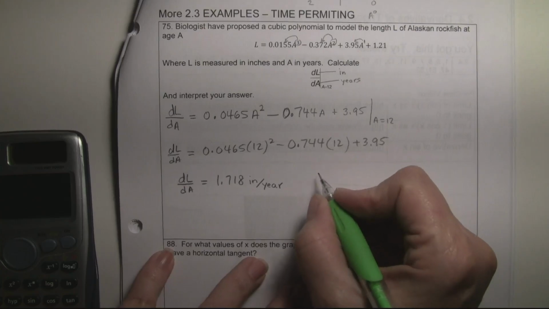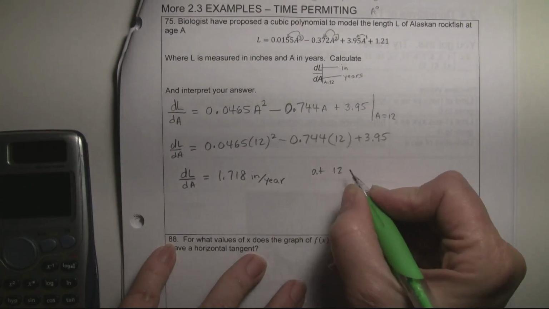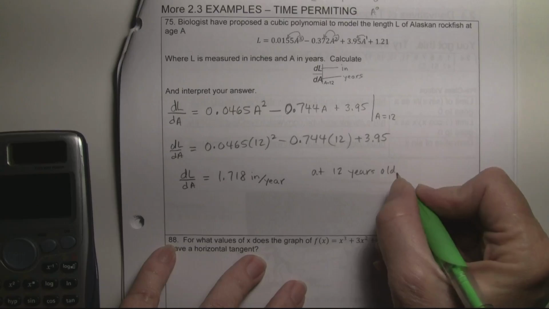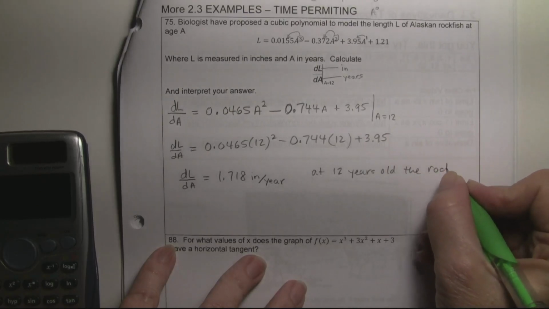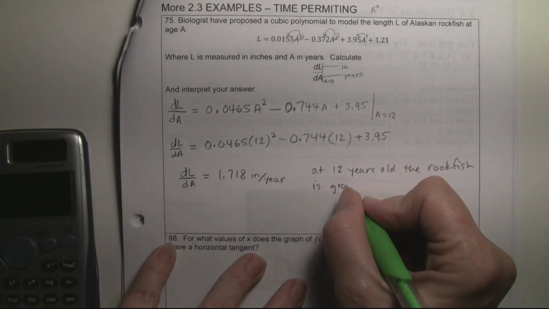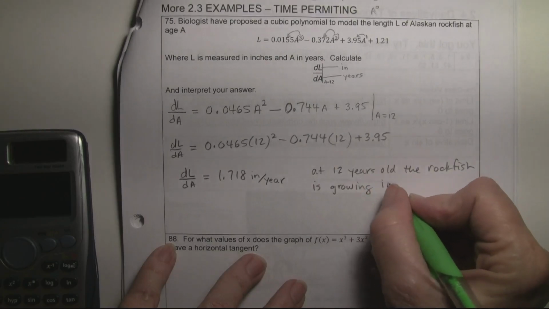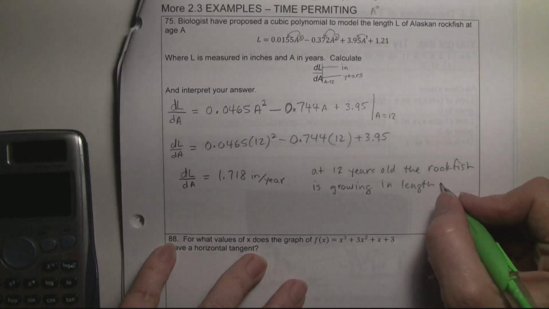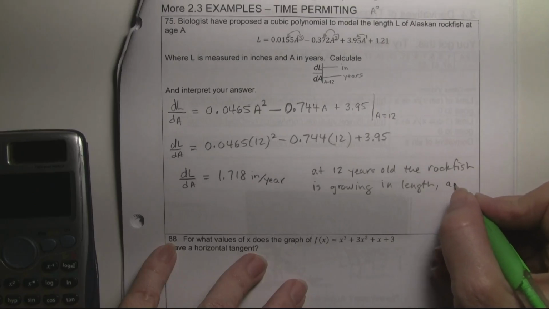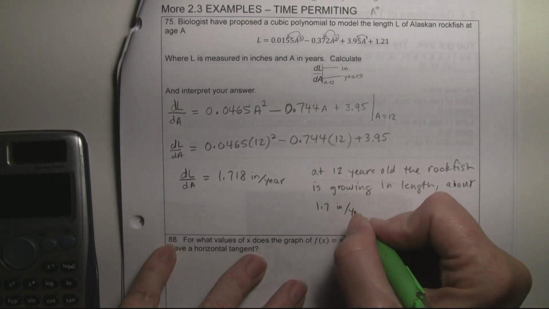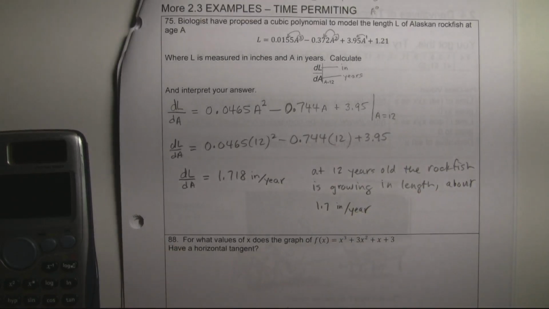So at 12 years old, the rockfish is growing in length about 1.7 inches per year. Something like that. I don't know. To kind of give an idea that I just kind of know what's going on a little bit with it.